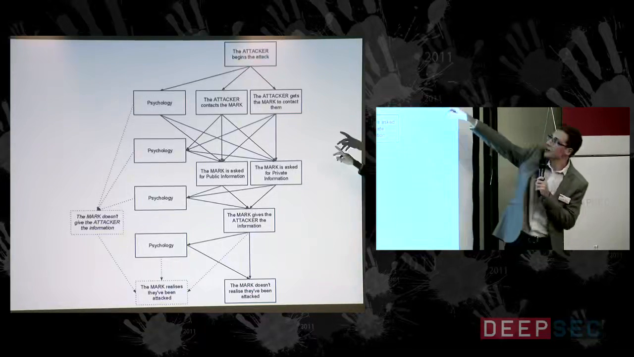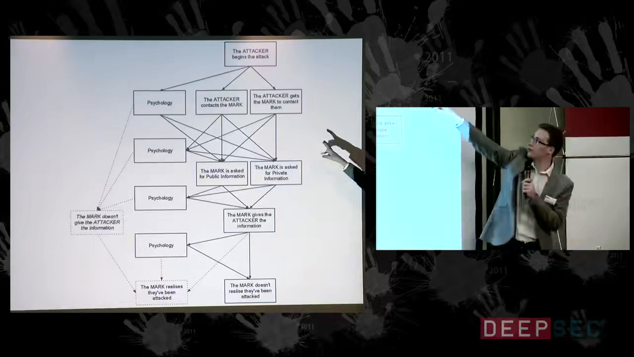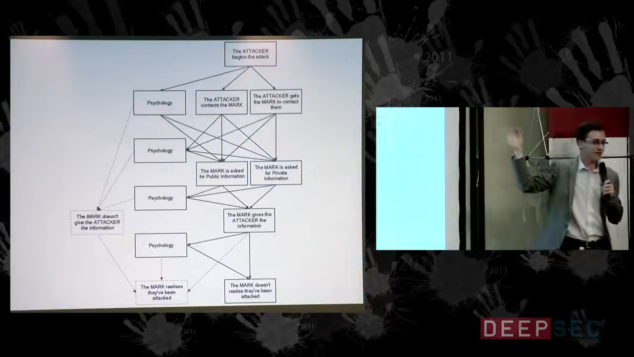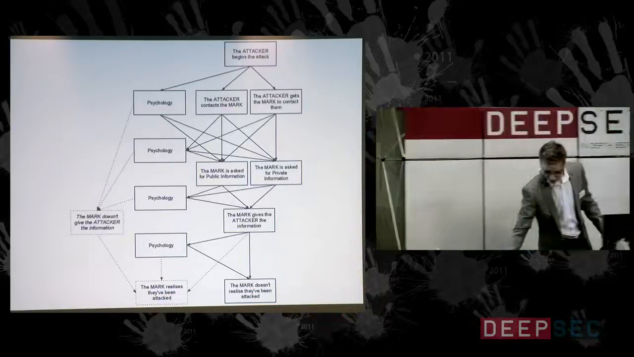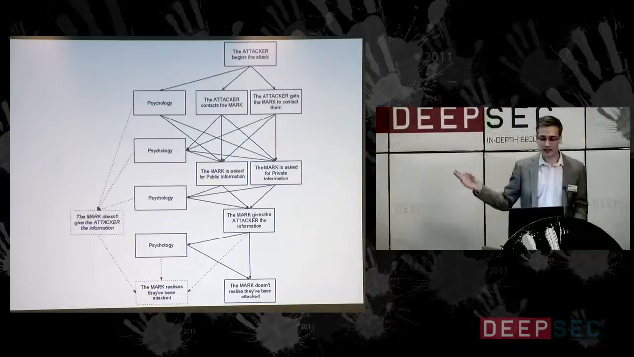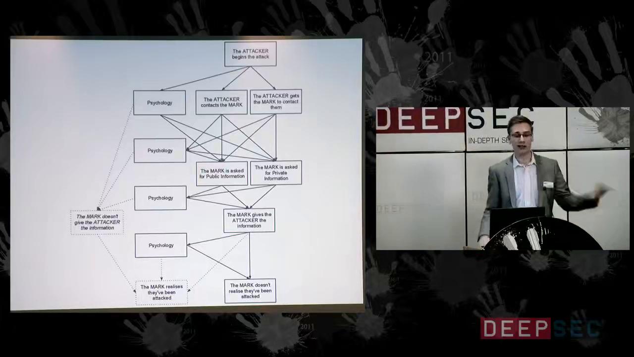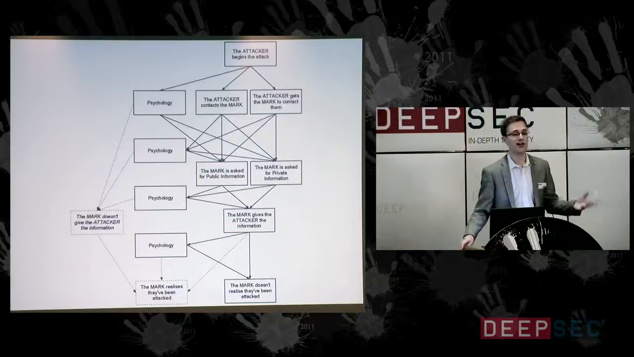At the top, as I was mentioning earlier, you've got the contact, you've got these two boxes, which is the attacker contacts the mark. There's two. The reason there is two is because the first one is the attacker contacts the mark. This is fairly normal. I ring them up, I speak to them via email, whatever.